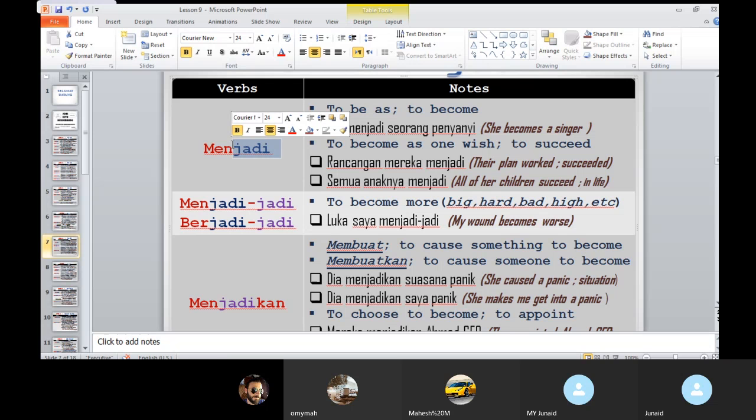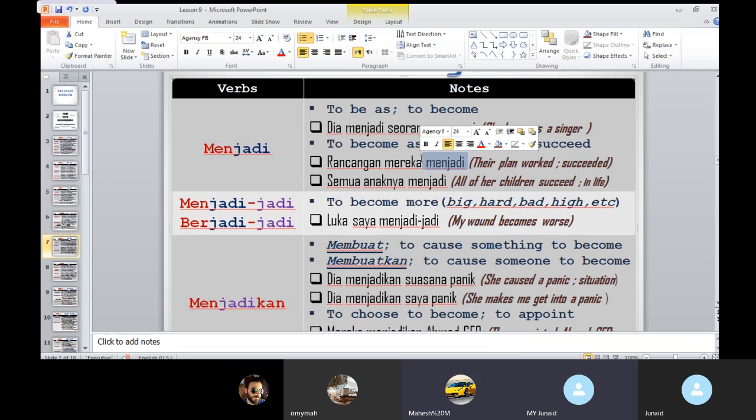Menjadi, how to use menjadi? You don't use menjadi, you just use jadi. We only use menjadi when we talk about a plan or wishes. Like rancangan mereka menjadi. So their plan worked or succeeded. We use menjadi for plan.